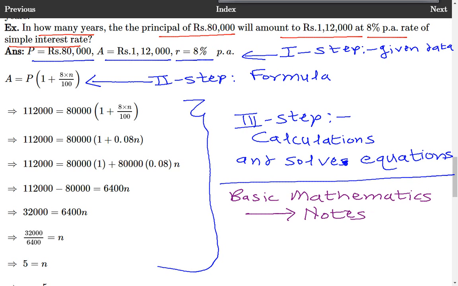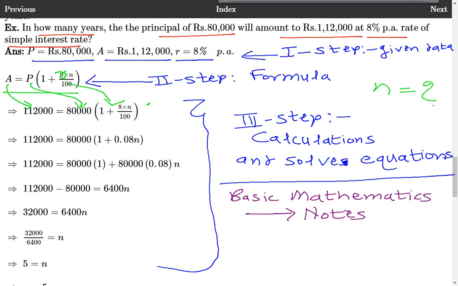Now let us go through the details of this example. The formula is selected: A is equal to P into (1 plus R into N upon 100). Then values are substituted: A is 1,12,000, P is 80,000, R is 8, and N we have to find. So the problem is to find N. Now solve this equation as we have solved it for the previous example.